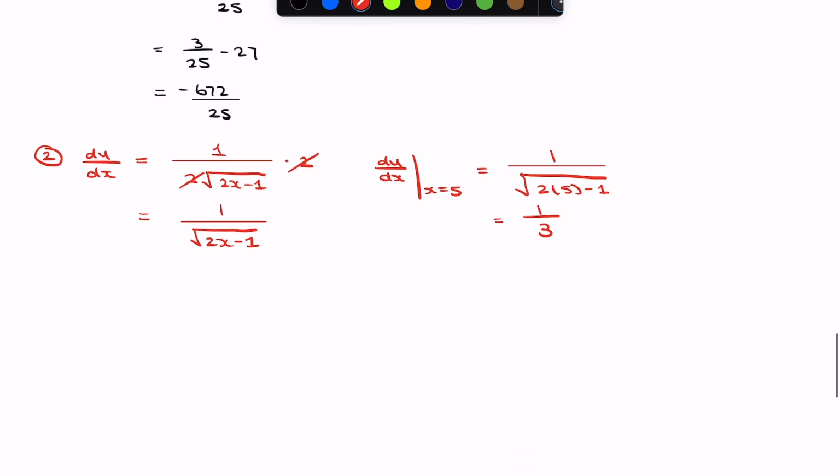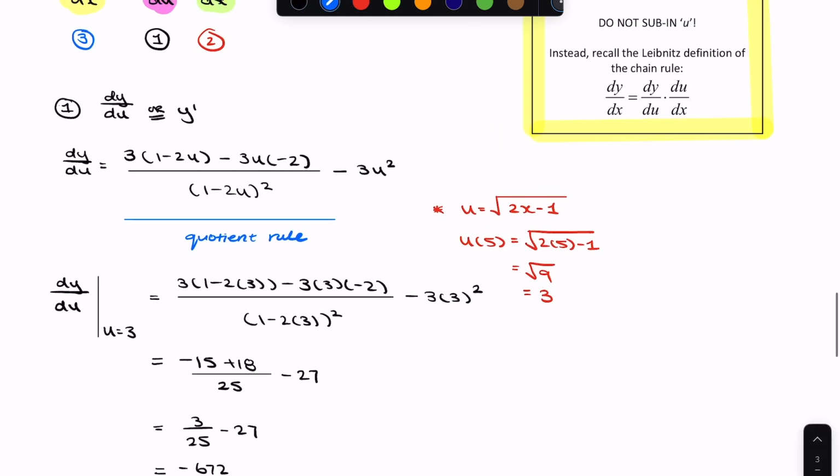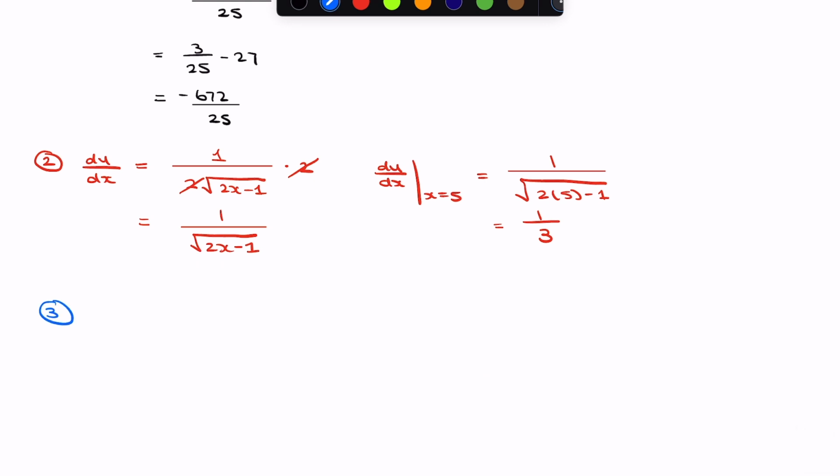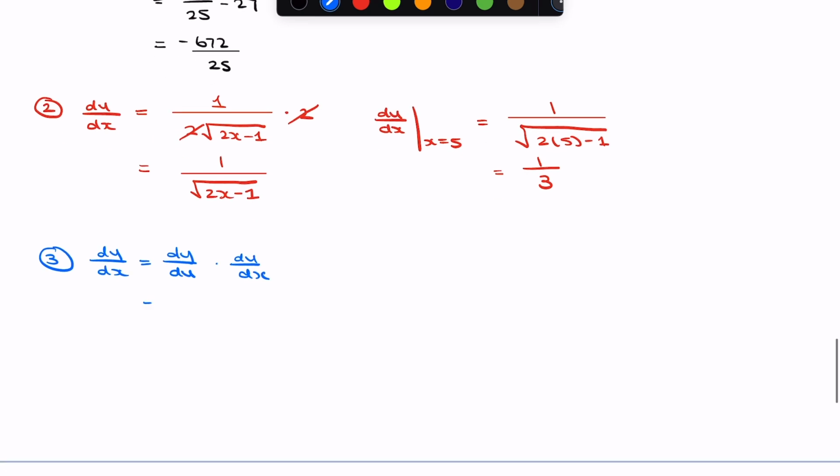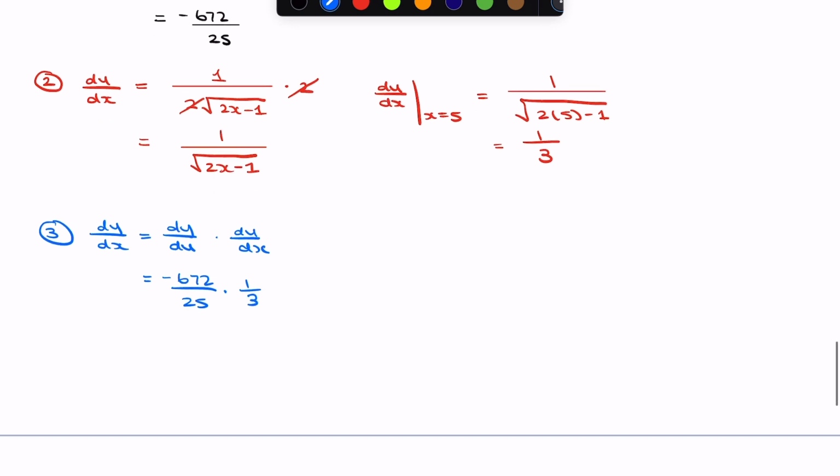Okay, and the third is to find dy over dx, which is equal to dy over du, which we've already found, and du over dx, which we just found as well. So that's equal to negative 672 over 25 times 1 over 3, and therefore our final answer for dy over dx is equal to negative 224 over 25.